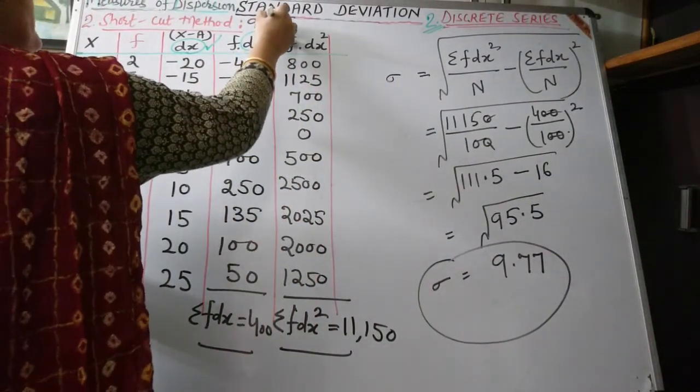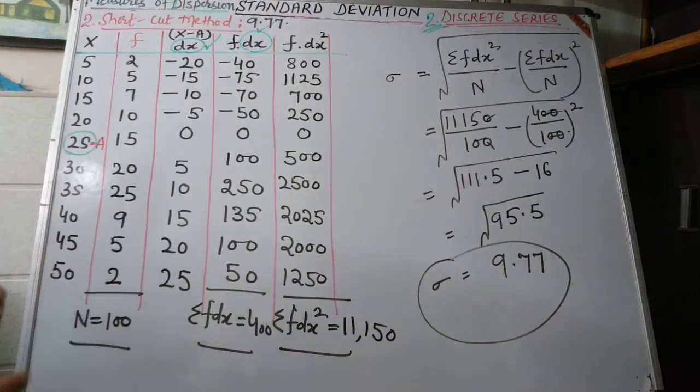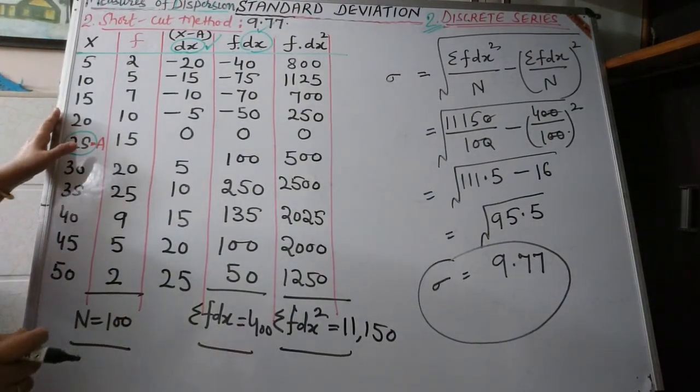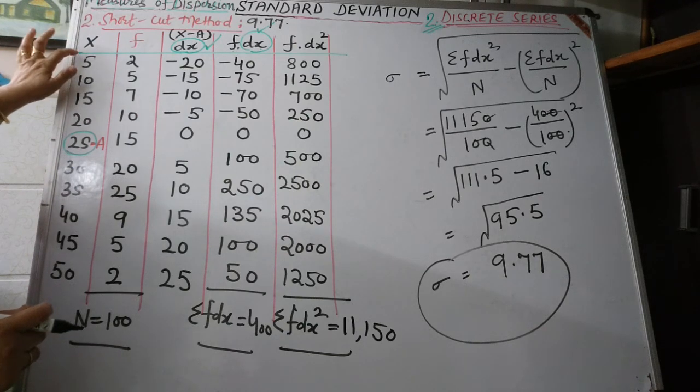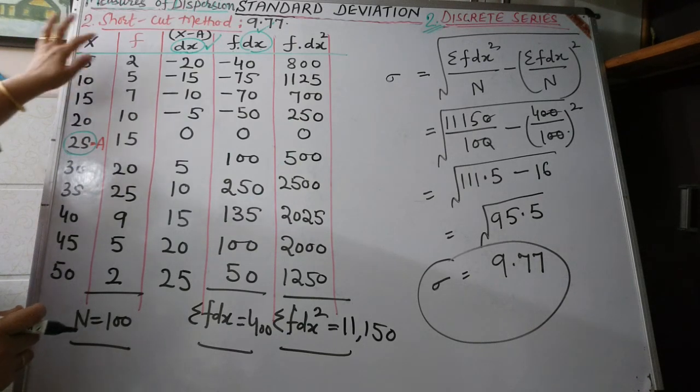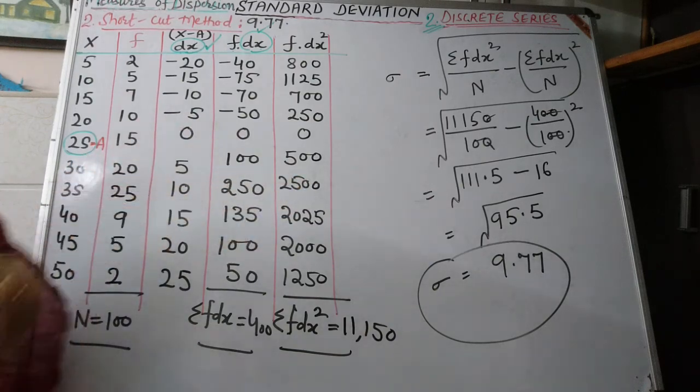Answer is 9.77. In the previous video we have calculated standard deviation in discrete series by direct method. Values were same, x and f were same, and the answer was also same.